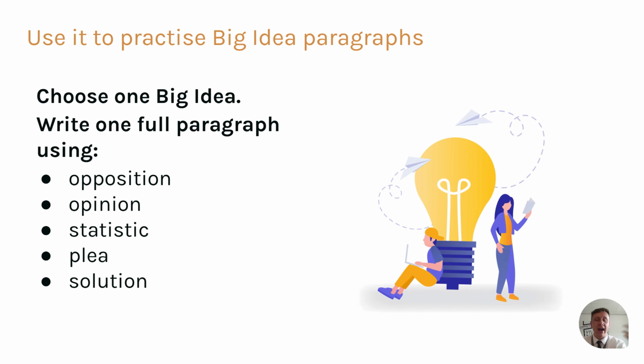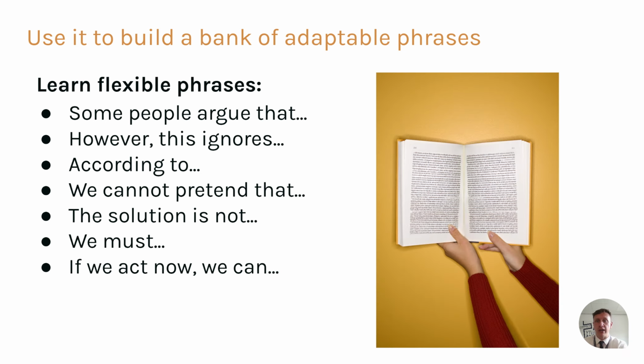Think about, okay, have I recognized the opposing view? Have I given my own view clearly? Have I perhaps used a statistic? Explain the emotional importance? Have I offered a solution? That one paragraph could be 10, 12 lines of writing. It doesn't need to be a full answer every time. We're just practicing that process of notes being turned into writing.